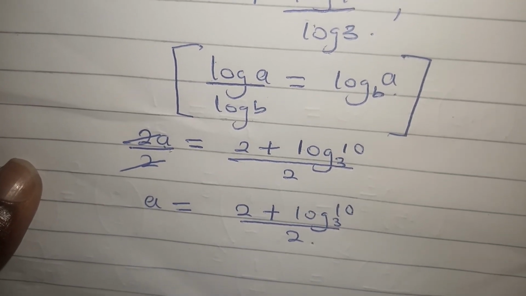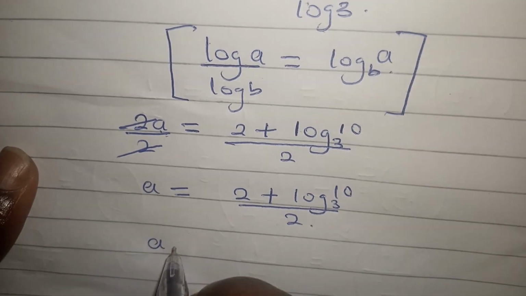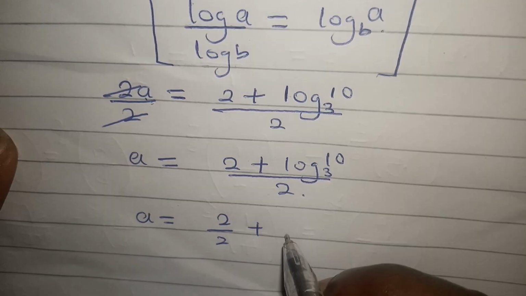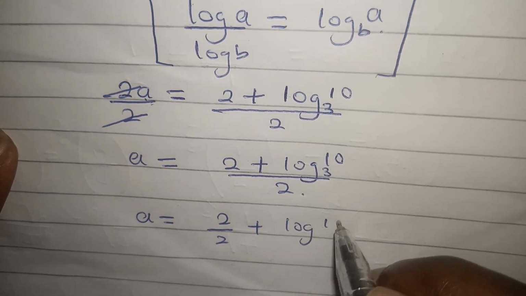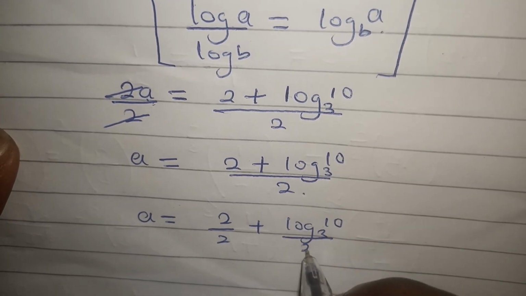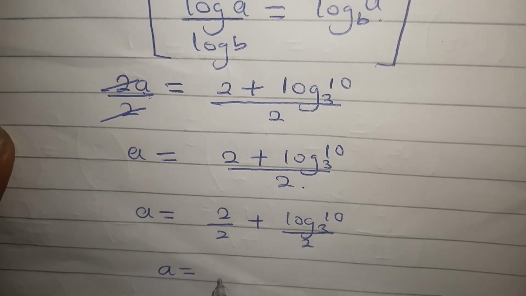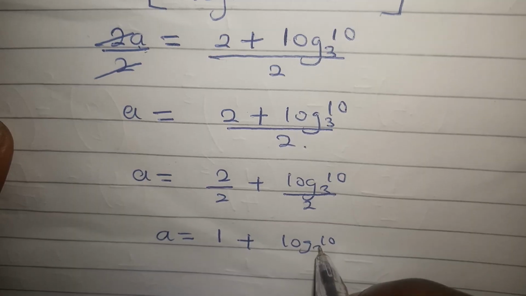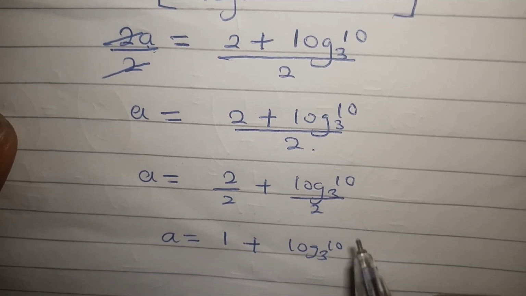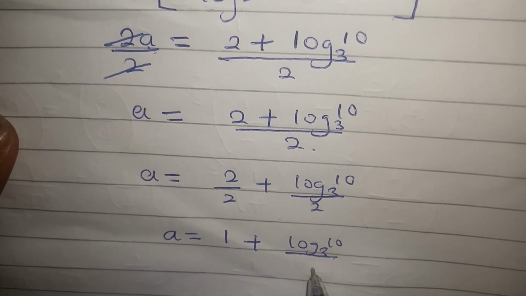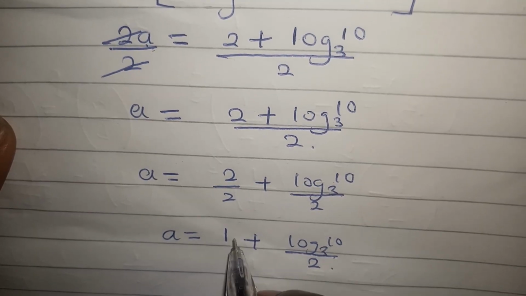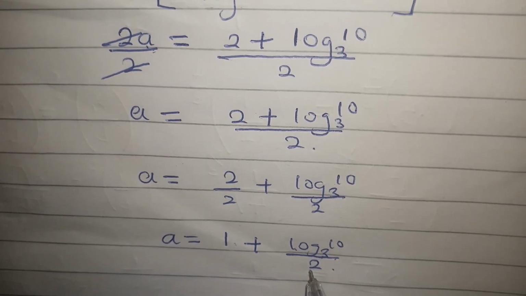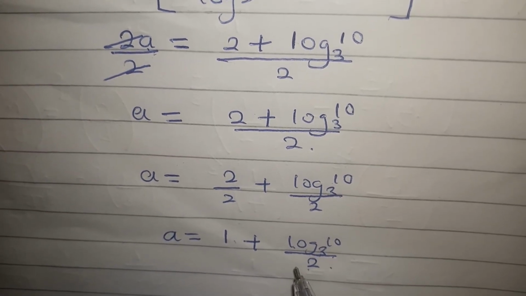Okay, over 2. If we simplify further, we can have a equals 2 over 2 plus log 10 to base 3 over 2. So our a is equal to 1 plus log 10 to base 3, all over 2. So this is now our answer.